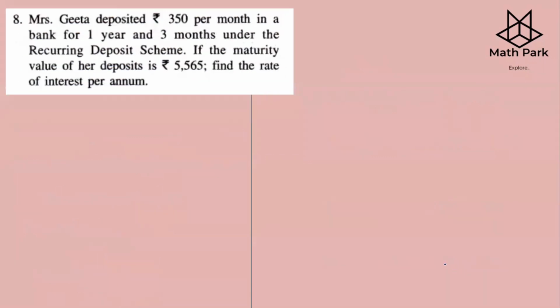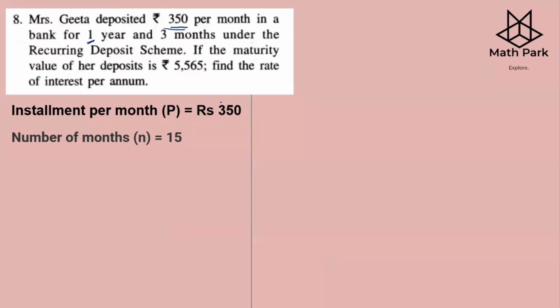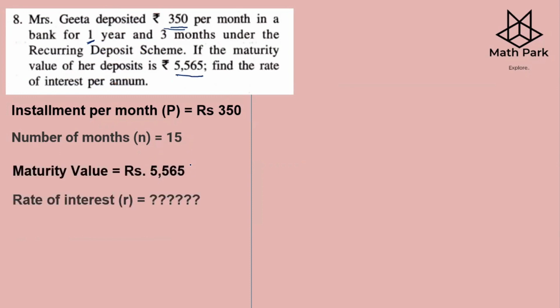Moving to question number 8. Mrs. Geeta deposited rupees 350 per month in a bank for 1 year and 3 months. So as soon as you read the question, immediately please note down the things given. So installment per month is rupees 350. Now, 1 year, 3 months. 1 year is 12 months. 12 plus 3, we get this as 15 months. So number of months is 15. If the maturity value of our deposits is 5,565, so we are given the maturity value is 5,565, find the rate of interest.